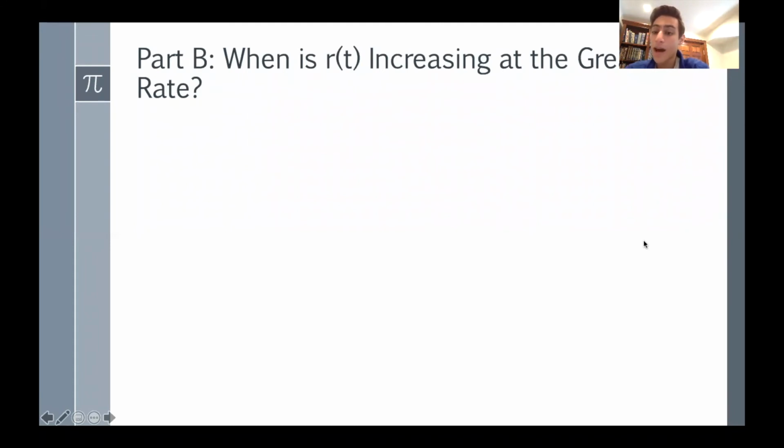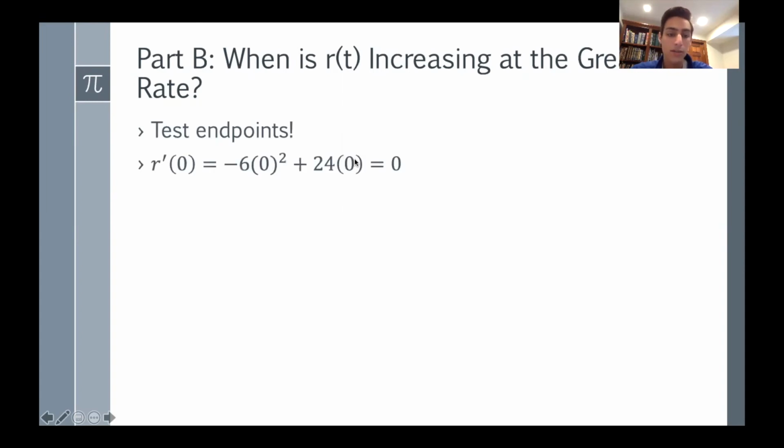Now that we have our critical point and its value, we have to test the endpoints. Since this is a piecewise function with 3 pieces, there are actually 4 endpoints we would theoretically have to test: 0, 6, 8, and 15. Let's start with 0. R prime of 0 is negative 6 times 0 squared plus 24 times 0, which is 0. So it could theoretically be a maximum, but it's not even increasing. It's just 0 at that point.